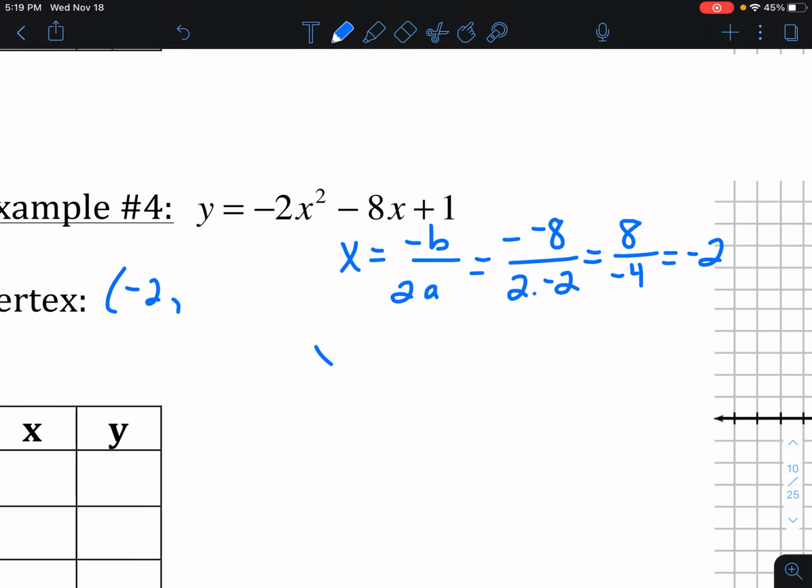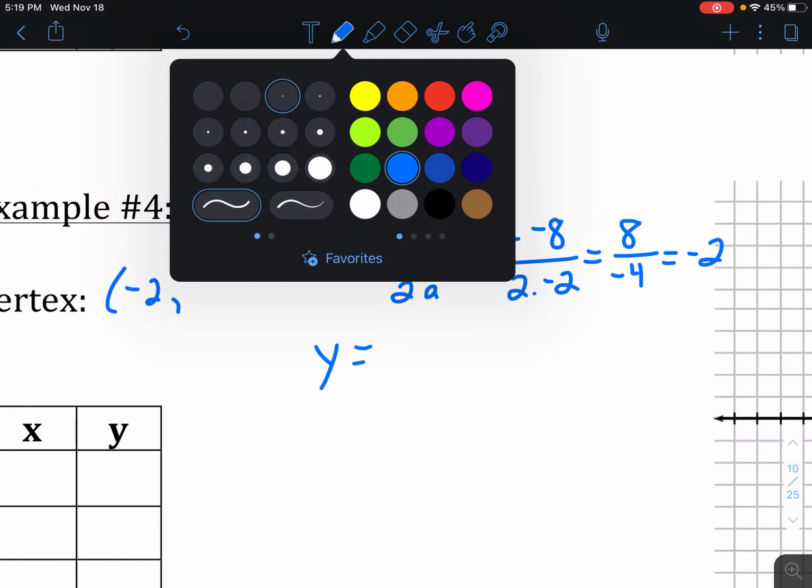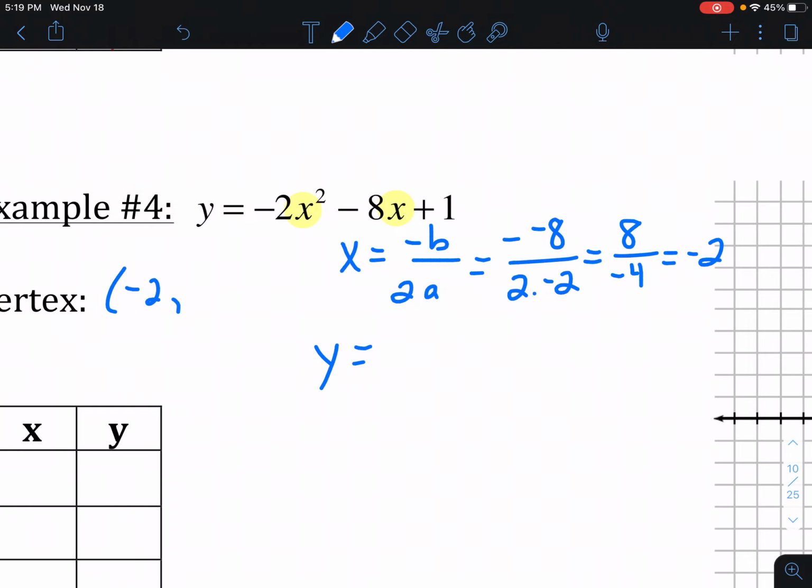Now to find the y, take the negative 2 and plug it in for the x's, here and here. Now, since I'm plugging in a negative, whenever you're plugging in a negative for x's, especially dealing with an exponent like the x squared, make sure you're carefully using parentheses. When I'm plugging in positive numbers, I don't care too much about the parentheses, but negatives are important.